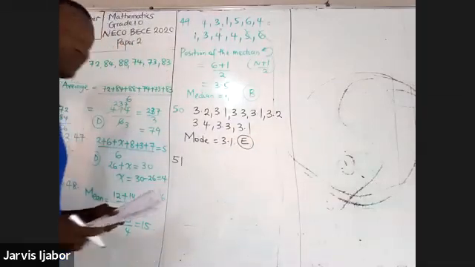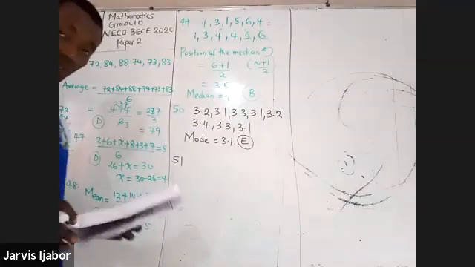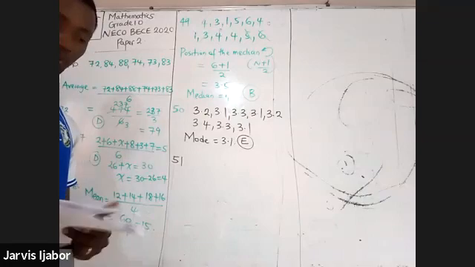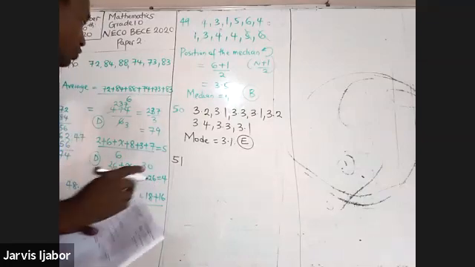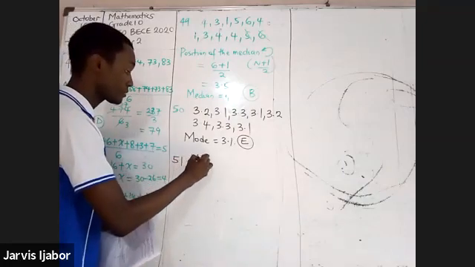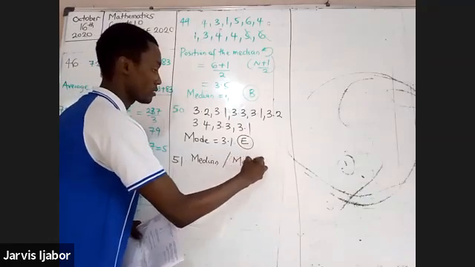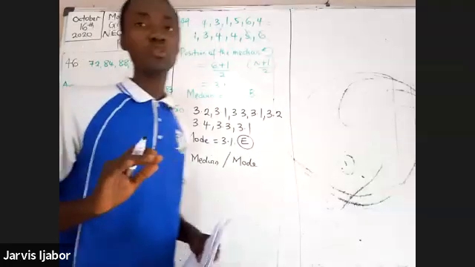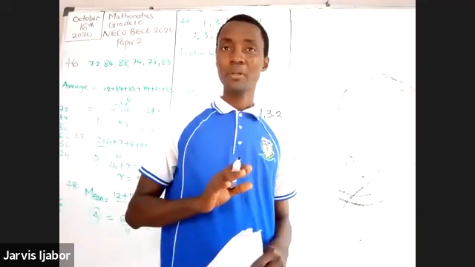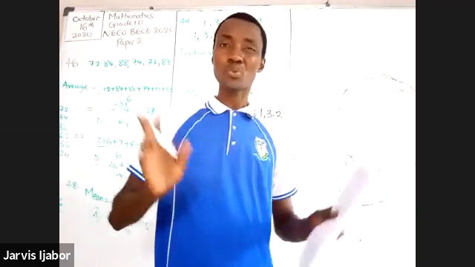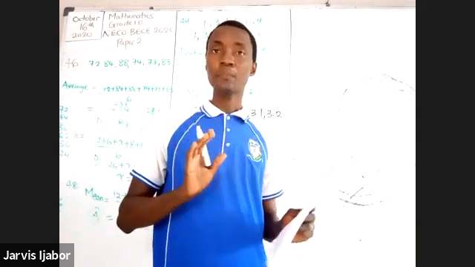Let's look at question number 51. In question number 51, we are told to find the sum of the median and the mode. Two things here: median and mode. When you're solving questions in an exam, you really need to read the questions very well. Don't be in a hurry to just solve and run away. There are two things given here, or three exercises.